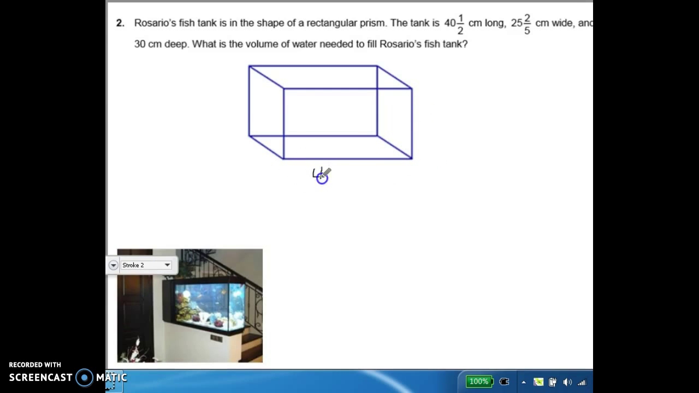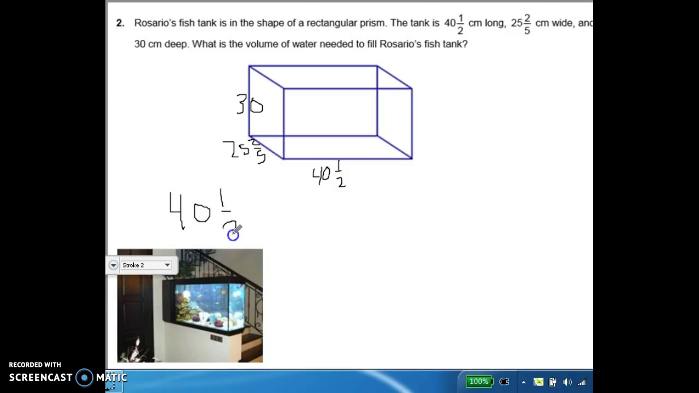So it's telling us that it's 40.5 centimeters long, excuse me, and 25 2/5 wide, and then 30 deep or tall, meaning deep as in how deep the water is. And so again, the volume is figured out by length times width times height. So we're going to go ahead and find the area of the base first, because that's what we were working on in the previous lesson.